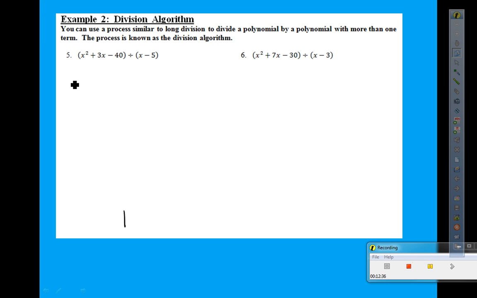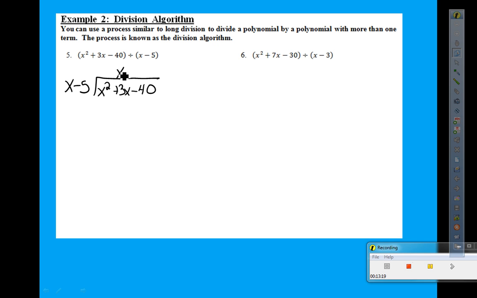Here's what it becomes. I have x minus 5 into x squared plus 3x minus 40. So just follow these steps with me. If you don't fully understand it, that's okay on the next 2 examples. Trust me. So here's what I got going on number 5. I need to ask myself, x times something is x squared, or x squared divided by x is something. Well, that something is x.